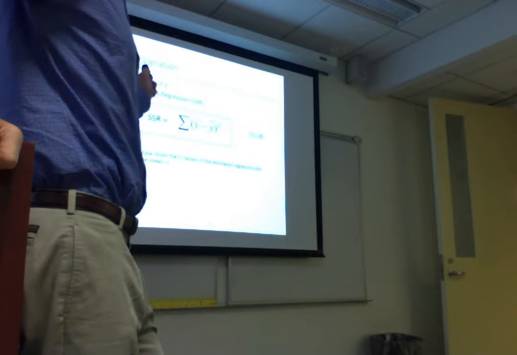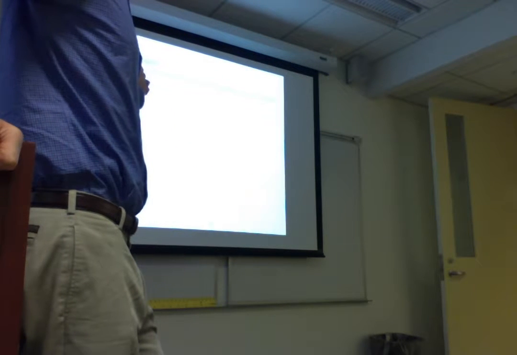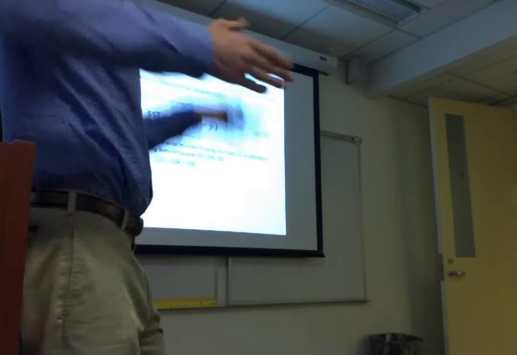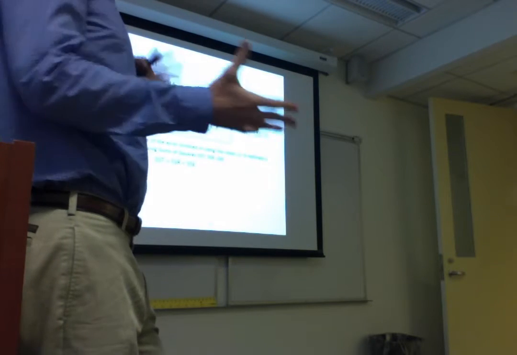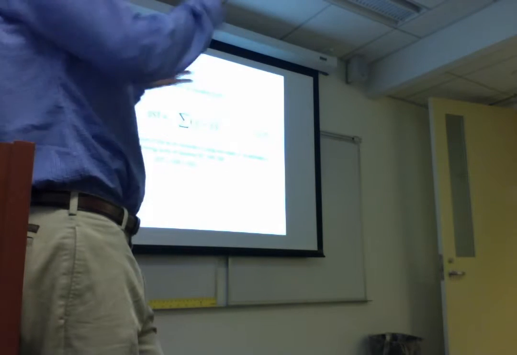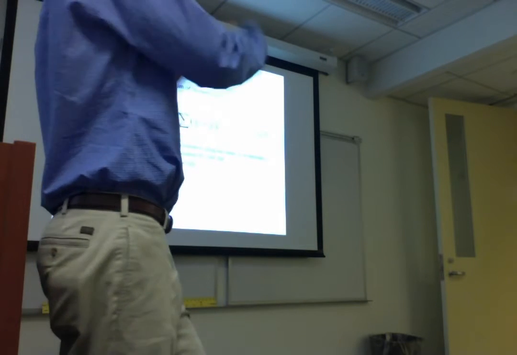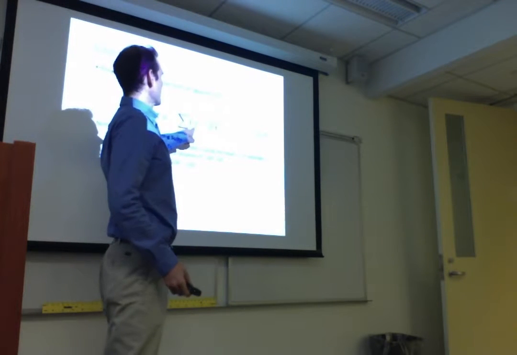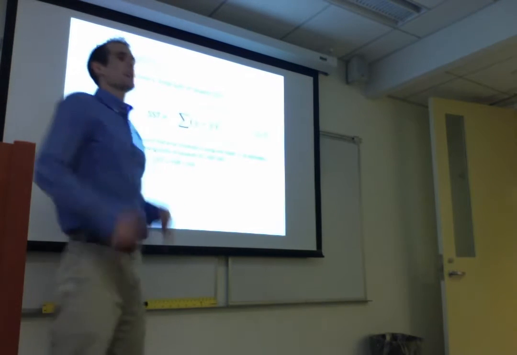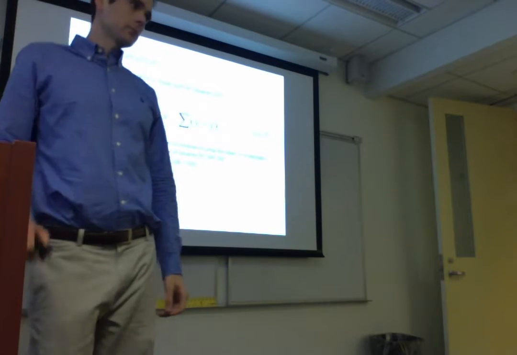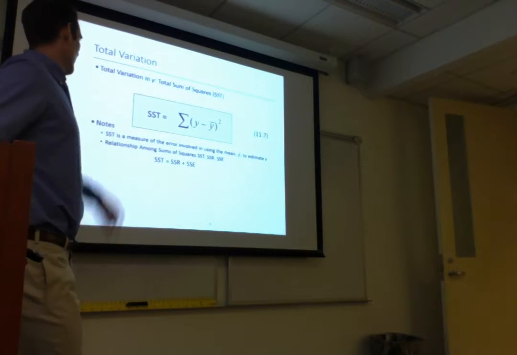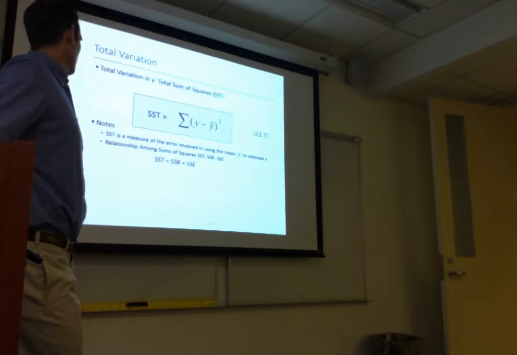Does that make sense? And then, of course, we've got total variation. Same thing. We don't just add up the total. We square the total because we want it in like units when we compare it to the error and the regression. So it's the deviation from the actual values of y and the average value of y. Sum that all up. It's a measure of error involved in using the mean to estimate y.